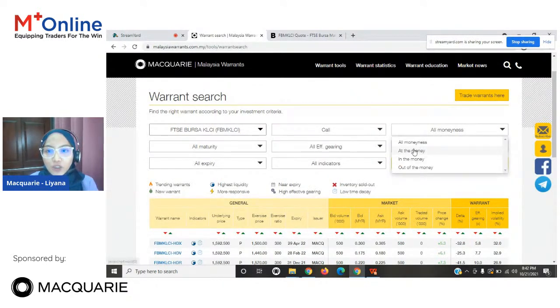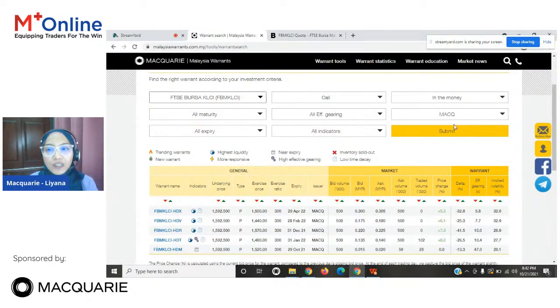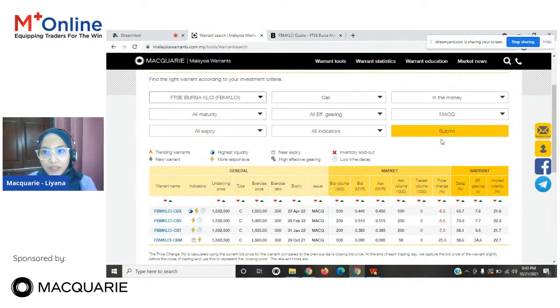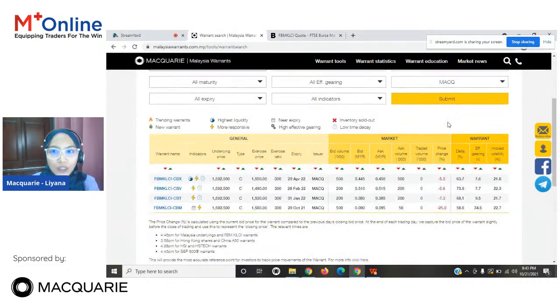Okay, call warrant. Contohnya kalau anda nak tengok in the money warrant, you just filter dekat warrant search Macquarie. Okay, filter in the money and then you click submit. Actually, in the money warrant tu adalah kalau you are positive on the market. So dia punya market price tu lebih tinggi daripada harga exercise price warrant tersebut. Okay. So dekat sini you all tengok, ini semua adalah in the money warrant, sebab dia punya market price lagi tinggi daripada exercise price of the warrant.